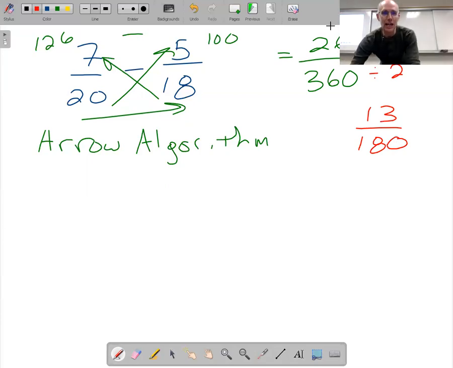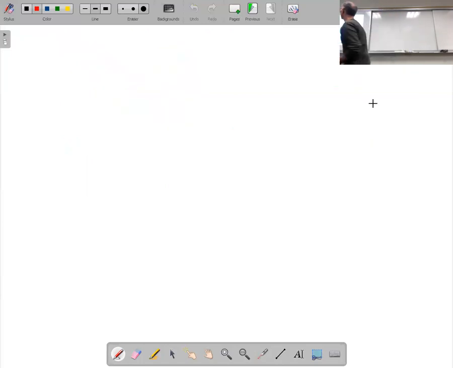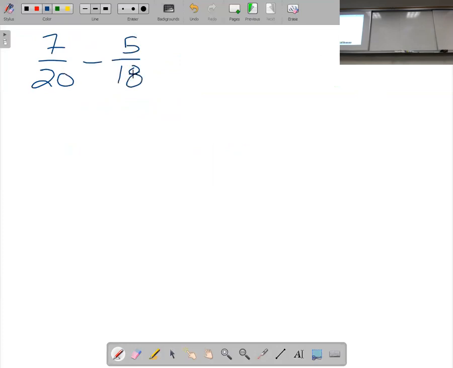Okay, 7/20 minus 5/18. I'm going to try the LCM algorithm. With those numbers that we got, it has nothing to do with that, but you have a full circle and then literally half a circle. So 316 makes it. Oh, the degrees you're thinking about? Yeah. Okay.